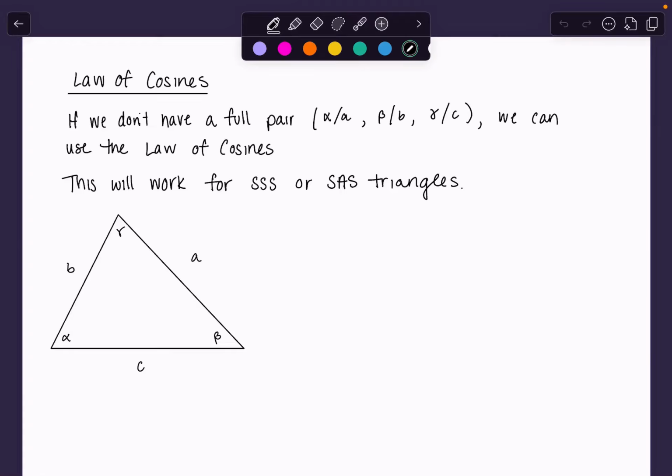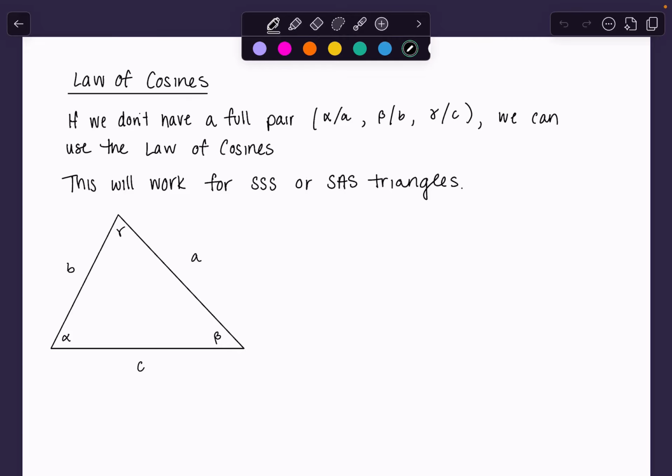So the next section we're going to cover is the law of cosines. This is also used to solve triangles, but more specifically, it's going to be used when we don't have a full pair of information. So I don't know alpha and A, I don't know beta and B, I don't know gamma and C. And I have no way of getting a full pair easily either.